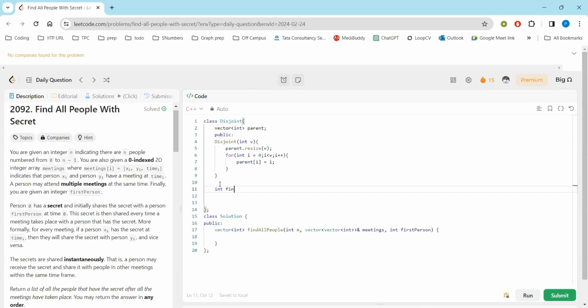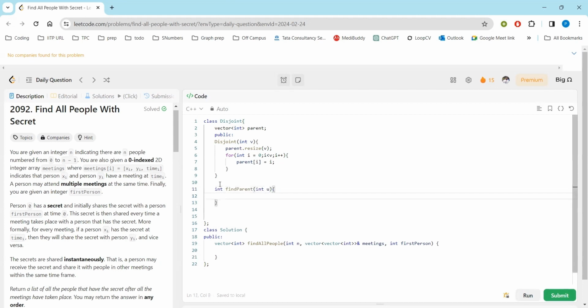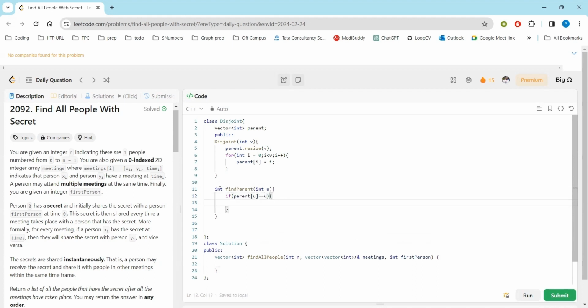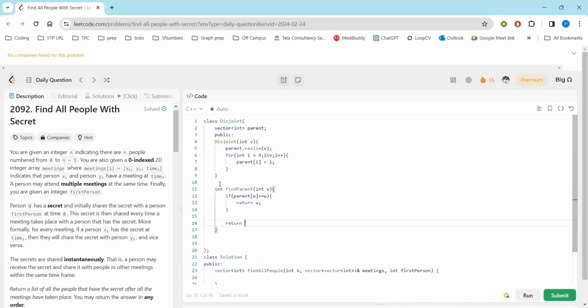Now we will have a function of find parent, and it will take a value and we will find the parent. So if parent of u is itself, that means we have reached the ultimate parent and we will return that value. Else we will update the ultimate parent of each person.